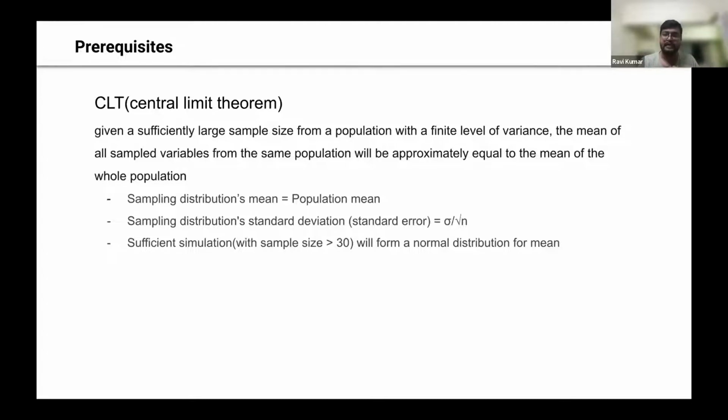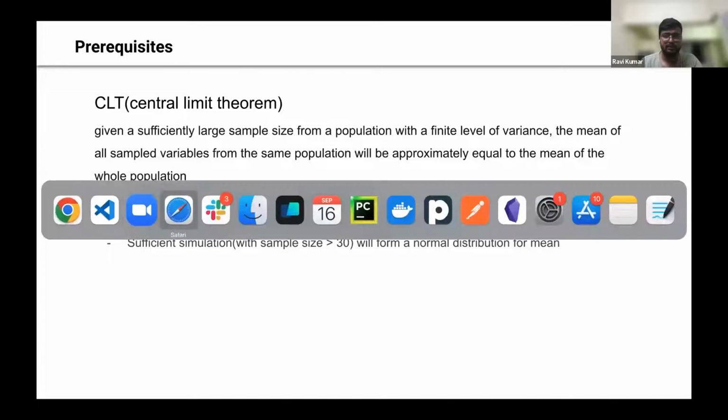And the standard deviation, that is the standard error, that is how different the sample mean will be from the population mean, can be defined by standard deviation divided by the root of the size of that sample. And the third interesting part is, if the sample size is greater than 30 and you do enough sampling, the distribution of the mean you'll get will be a normal curve. So here I can show you a simple simulation for that.